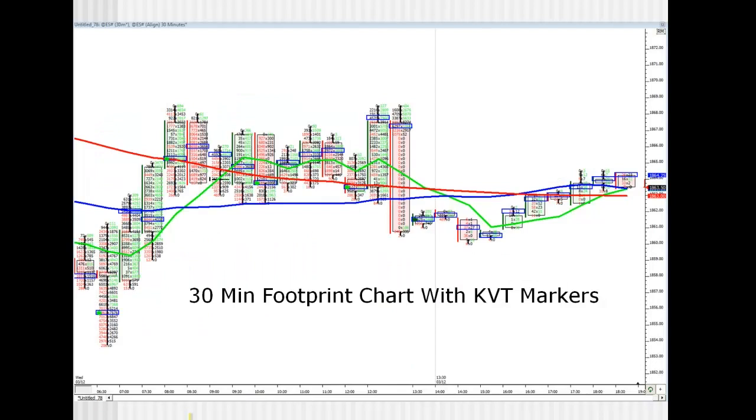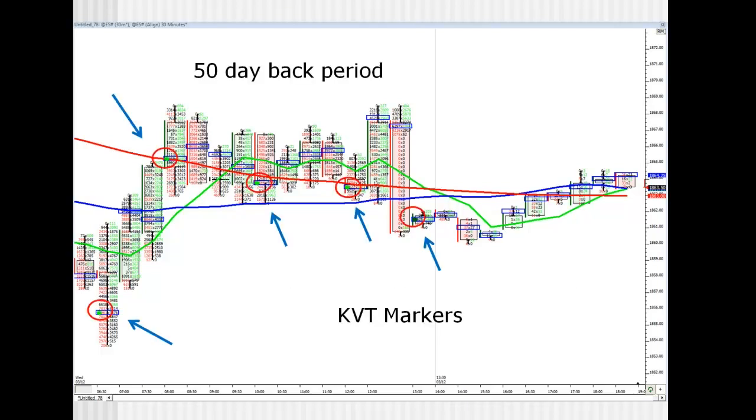Alright, so now we have a 30-minute footprint chart with KVT markers. Now, with the footprint, it is a little bit noisy, so it may seem a little difficult to track where they are. So what I've done is I've highlighted them for you. And again, here I'm using a 50-day lookback period. So the tracker is going back.